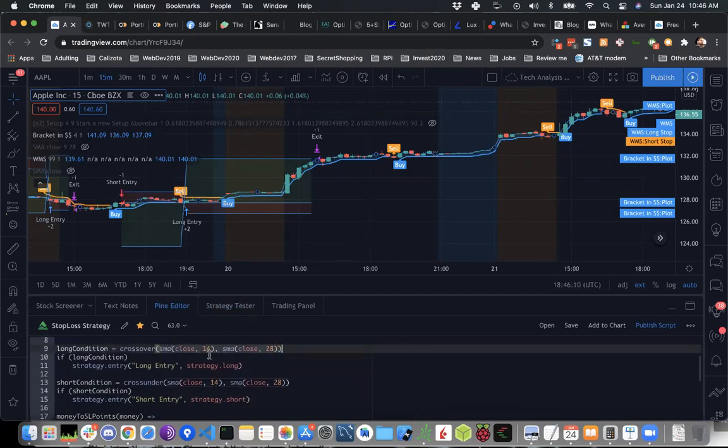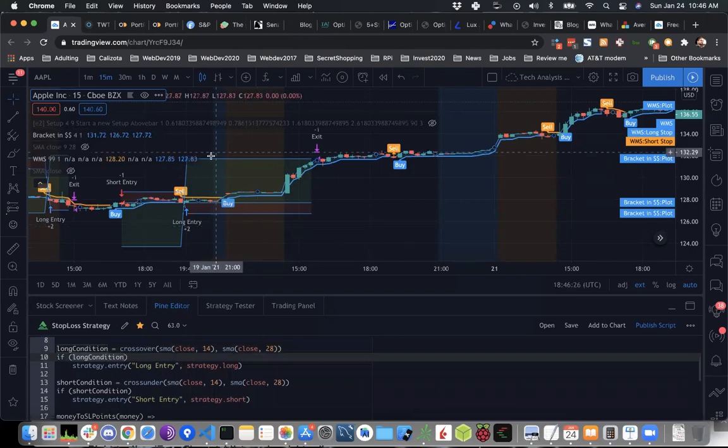I can say, if I see a crossover, what I'm looking for is the SMA 14-day average to cross over the 28. That tells me there's a long condition. And that's what it's painting up here in this green area, right? It's going to paint this arrow and this long entry text, and it's going to give me these indicators.